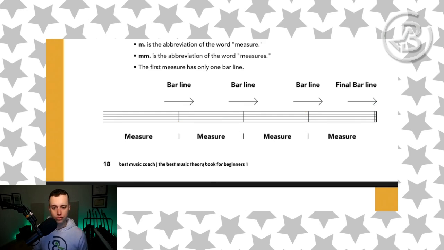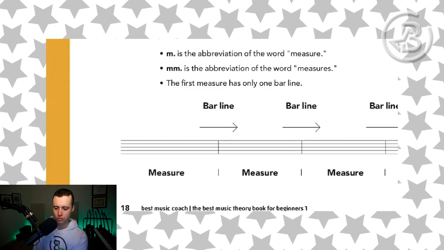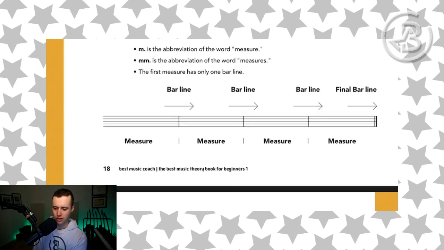Now, 2 more points on measures. The abbreviation for the word measure is M dot. So, for example, this is our first measure here. This is our second. This is our third. This is our fourth. If I wanted to just write about measure 3, that's this one right here, I would write M dot 3. There we go. Which means measure 3.